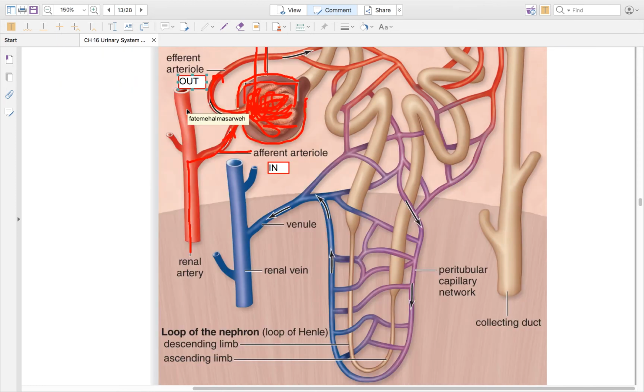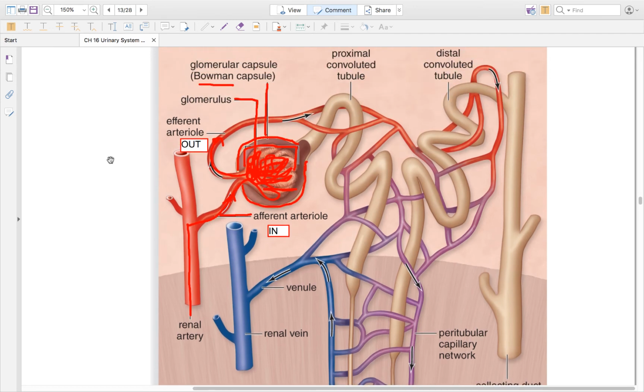All right, so let's go ahead and look at the next structure. Okay, notice that that's not the end of the vascular system here. Now, there are veins and arteries that are intertwined with the entire nephron. You can clearly see that all throughout this region, right?